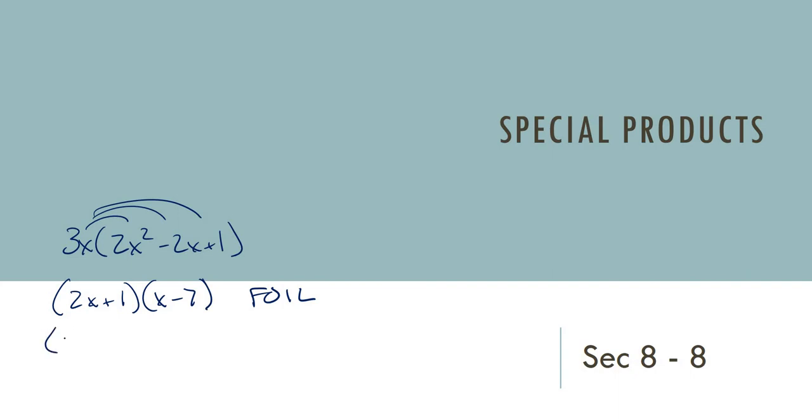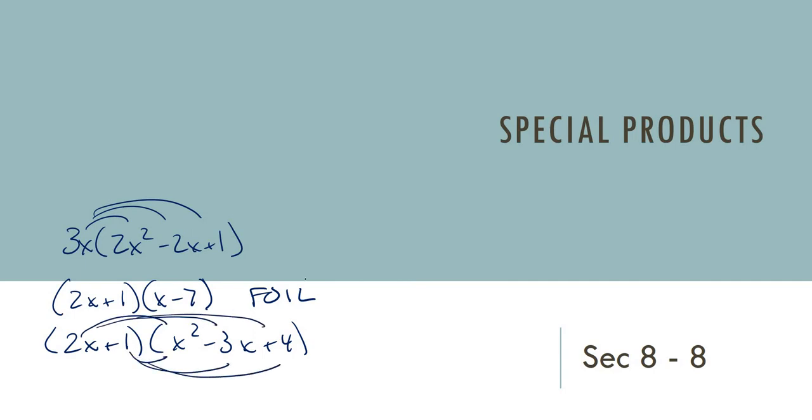And we've seen a polynomial times a polynomial, so 2x plus 1 times x squared minus 3x plus 4. And again, we have to distribute the first term and then the second term. So these are the multiplications that we've been doing. We're going to look today at some special products.